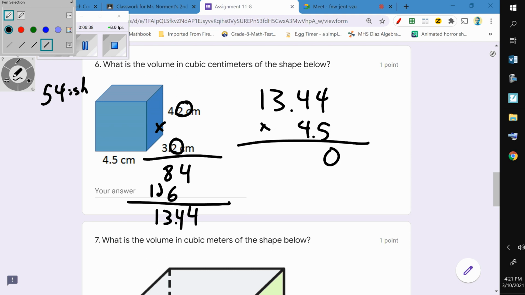5 times 4 is 20. 5 times 4 is 20 plus 2 is 22. 15 plus 2 is 17. 5 times 1 is 5 plus 1 is 6. Now, your turn. You're going to do 4 times 4. Don't forget that 0. 4 times 4 to get 16. You're going to put the 1 here. 4 times 4 is 16 again. You're going to put the 1 here, and then I want you to finish that on your own.